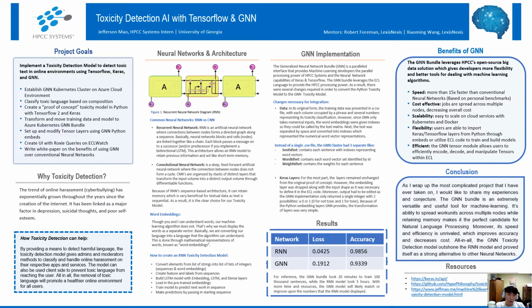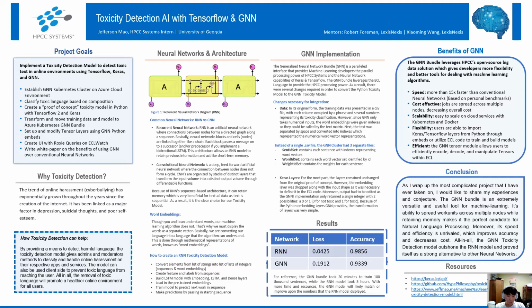On the other hand, we have CNN, which is a deep feed-forward artificial neural network where the connections between nodes do not form a cycle. CNNs are organized by stacks of distinct layers that transform the input value, or volumes, into a distinct output volume through differentiable functions. This is extremely useful for images, but not as useful when dealing with natural language processing, which toxicity detection is all about. And as you can see, because of RNN's ability to retain previous information, it is very beneficial for textual data, as text is sequential, and you need to read the entire sentence in context to understand whether it is toxic or not.